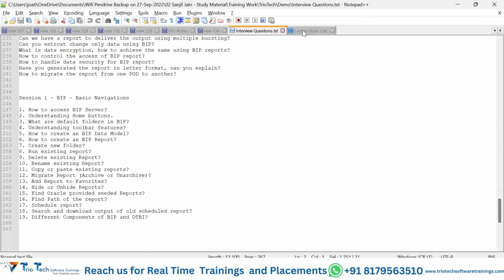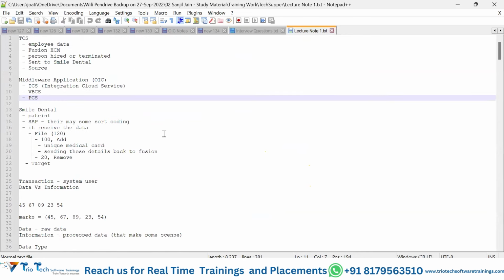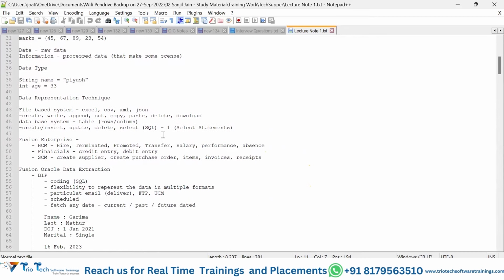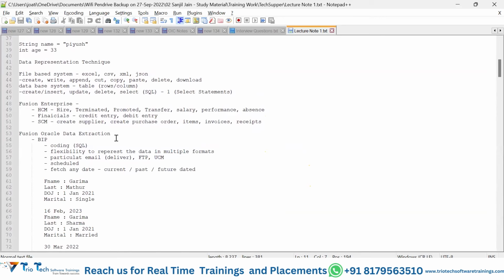Lecture notes, guys, definitely we will be discussing and explaining the things in real time. When I'm explaining the things, we will be using these particular things, and these will be provided. As we discussed, there could be different sorts of modules. Each module has different sorts of transactions that we will be discussing. Then we discussed that data extraction is the main work as a technical consultant that we will be focusing upon.